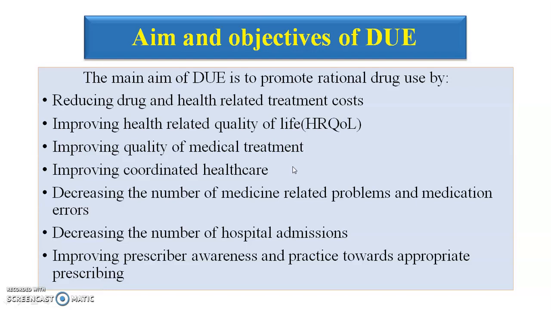So decreasing the number of medicine related problems, or you can call them drug related problems, identifying the medication errors in the hospital, decreasing the number of hospital admissions, and improving prescriber awareness as well as practice towards appropriate prescribing leads to increased rational drug use, which leads to an increased HRQOL in the patient, that is, health related quality of life.